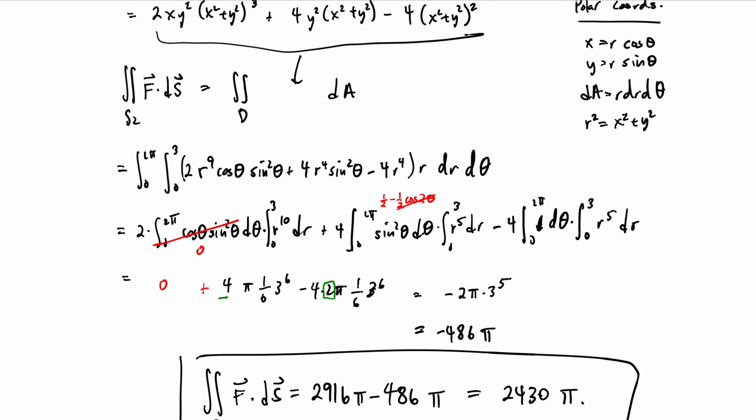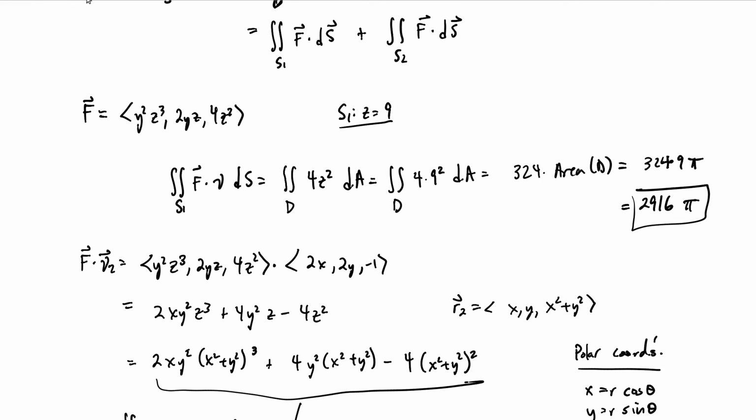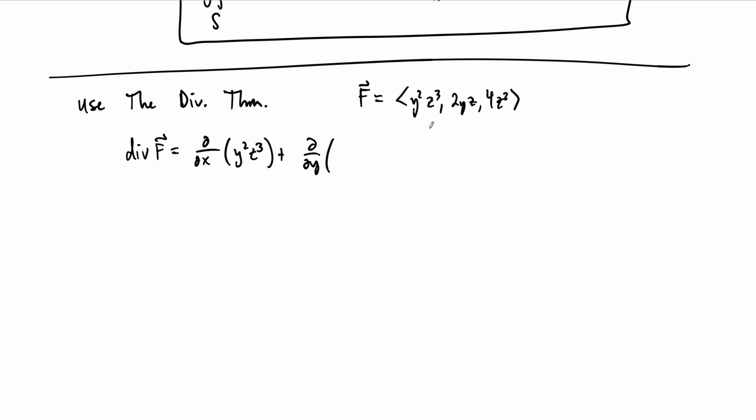All right, so let me just copy this vector field so that we don't have to write it yet again. And we will paste this down here. We want to compute the divergence of this, right? So the divergence of this is the x derivative of this first component, y squared z cubed, plus the y derivative of the second component, 2yz, plus the z derivative of the last component, 4z squared. All right, and you add all these up.